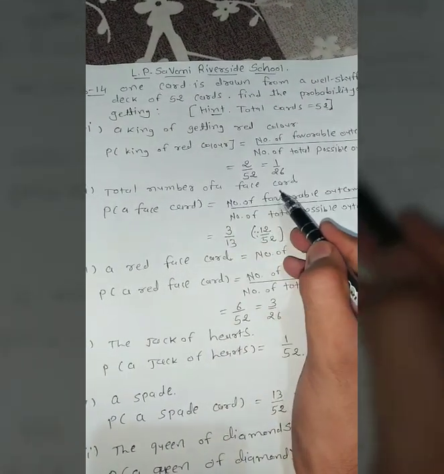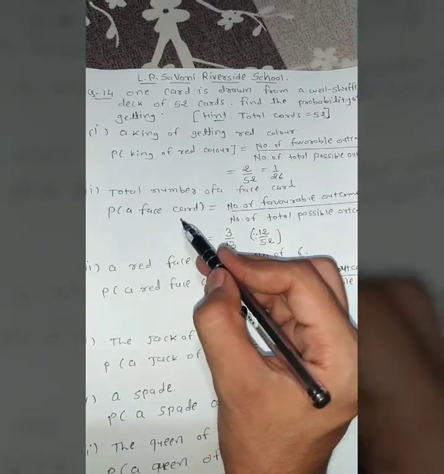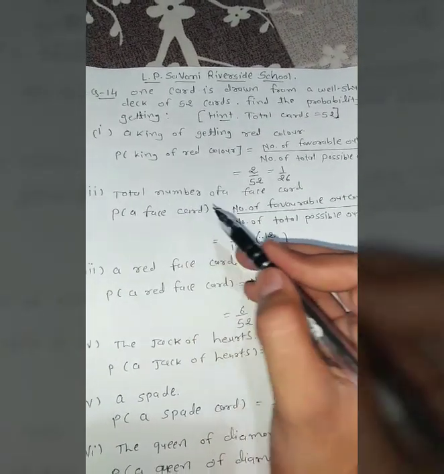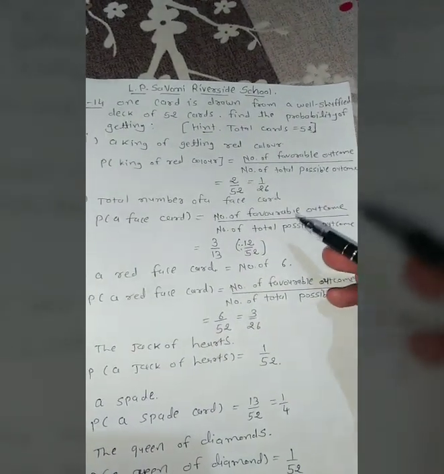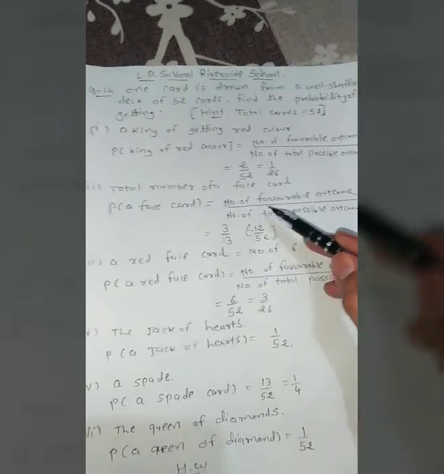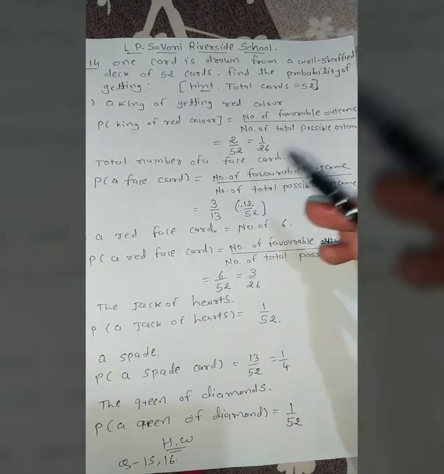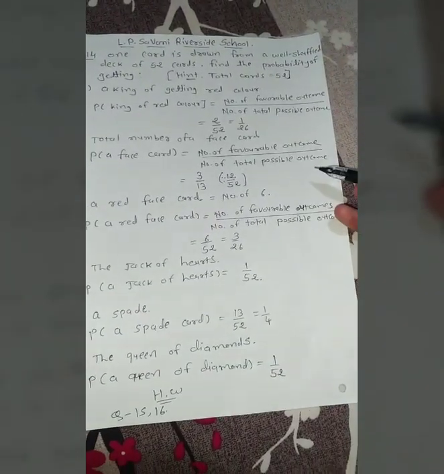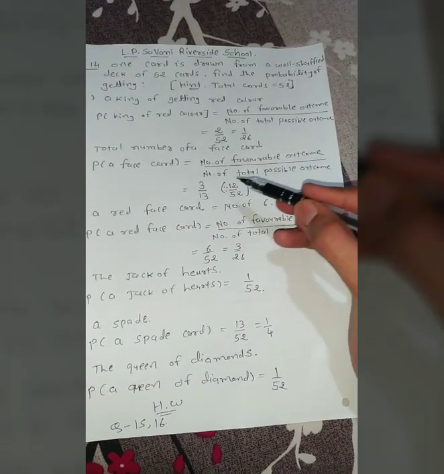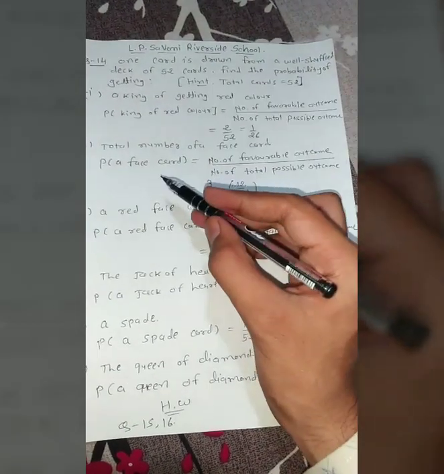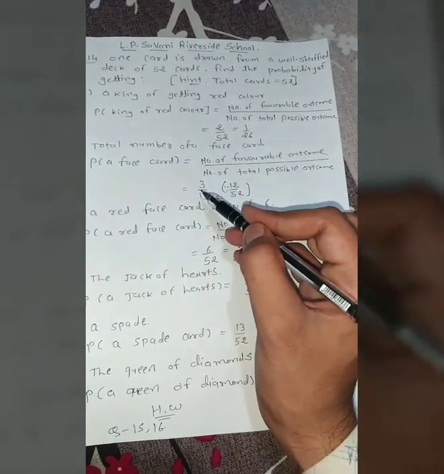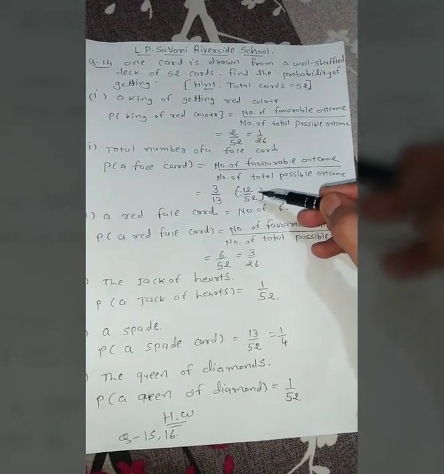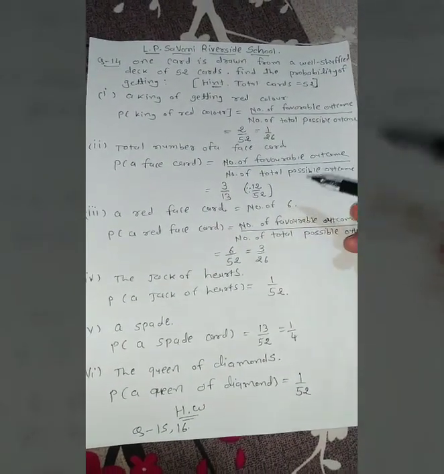The second one is the total number of face cards, which contain the faces like king, queen, etc. Okay, so the probability equation is the number of favorable outcomes upon the number of total possible outcomes, which is 3 upon 13. So the number of favorable outcomes is 3, because there are 3 face cards: king, queen, and another king. So 3 upon 13, which gives 12 upon 52.